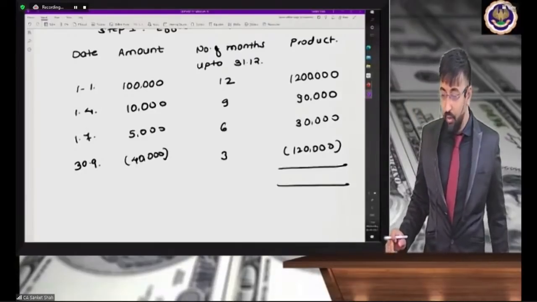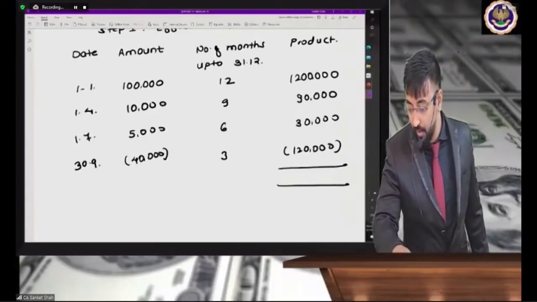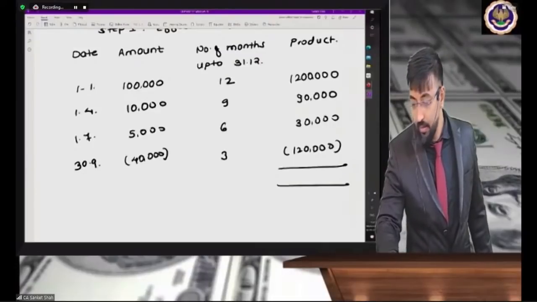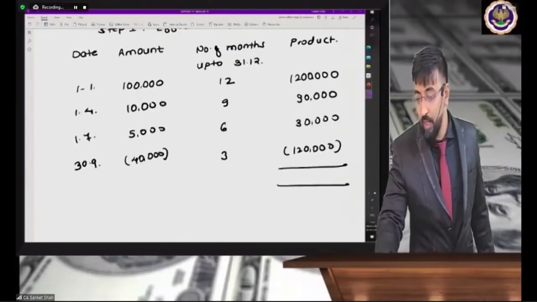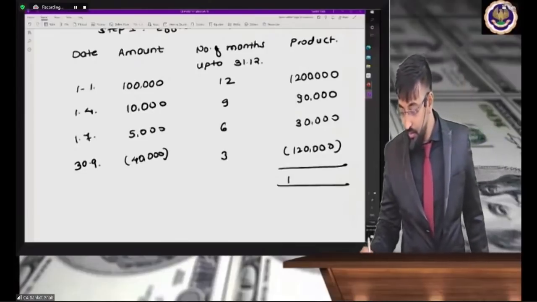I will calculate only for A. B का आप घर पे खुद से करना. 1200 plus 90 plus 30 minus 120. So what is the answer? 12 lakhs.